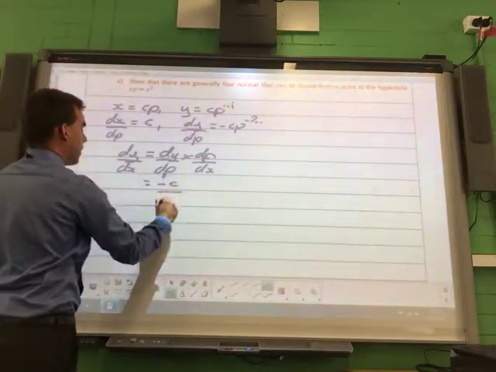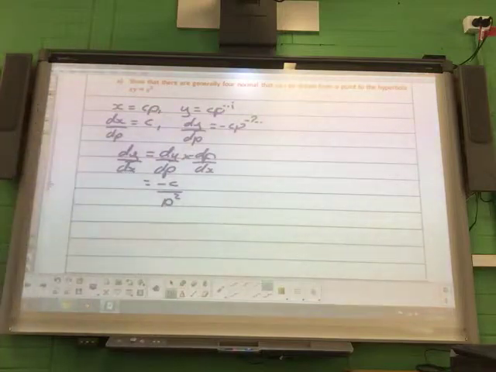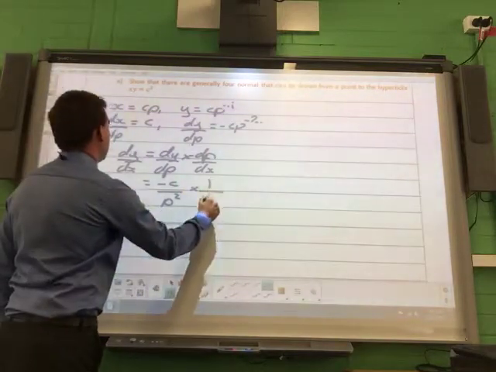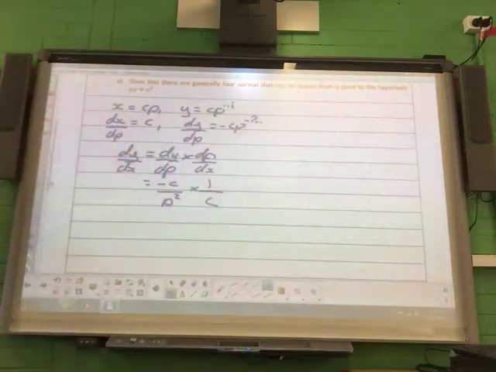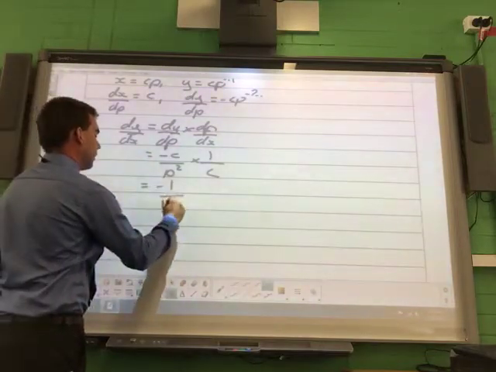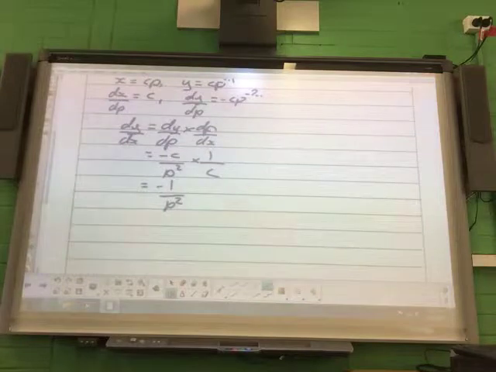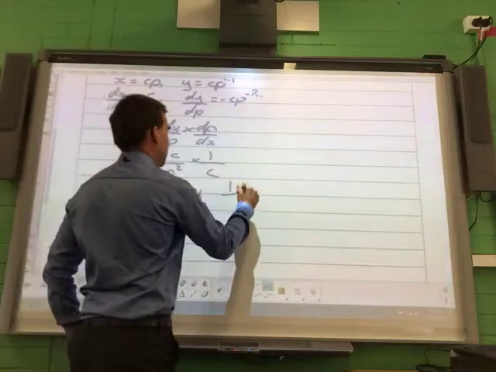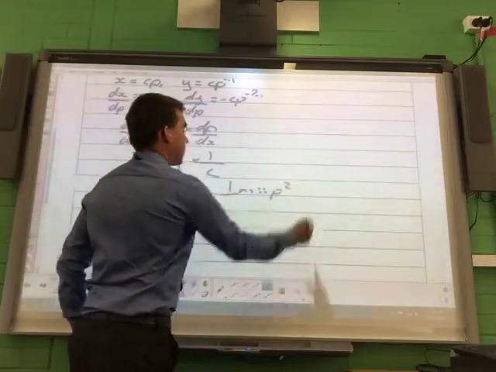The negative c over p squared, so just write it back as a fraction, because I'm going to be multiplying by a fraction, and then the reciprocal of dx over dp. With a gradient at any point on the curve, it can be represented by that, depending on the value of p. So, normals. So we need perpendicular. Okay, reciprocal, change sign.